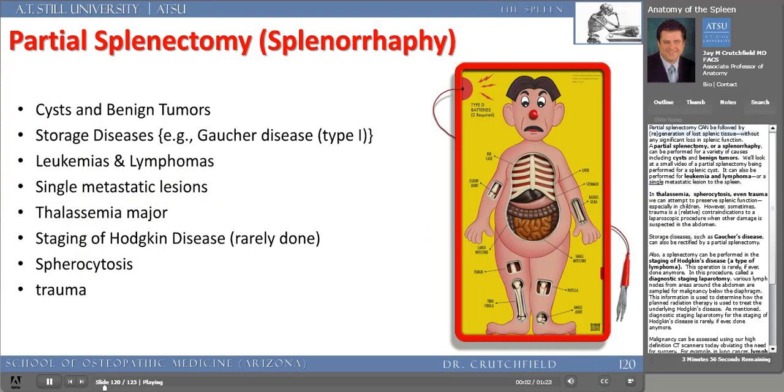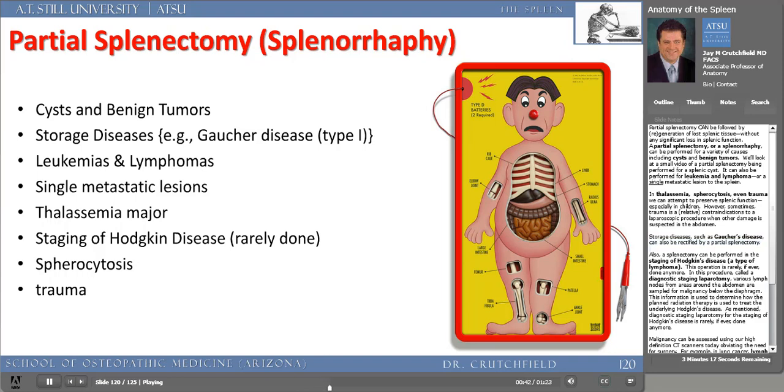A partial splenectomy, or a splenography, can be performed for a variety of causes, including cyst and benign tumors. We'll look at a small video of a partial splenectomy being performed for a splenic cyst. It can also be performed for leukemia and lymphoma, for a single metastatic lesion to the spleen, thalassemia, spherocytosis, even trauma, where we can attempt to preserve splenic function, especially in children. But sometimes trauma is a contraindication to a laparoscopic procedure when other damage is suspected in the abdomen.